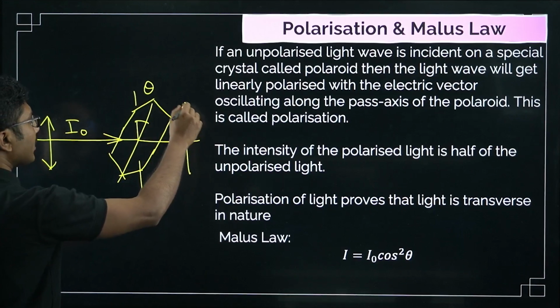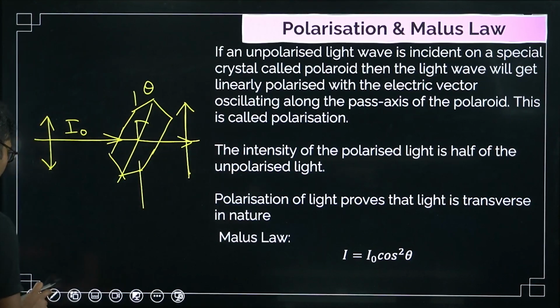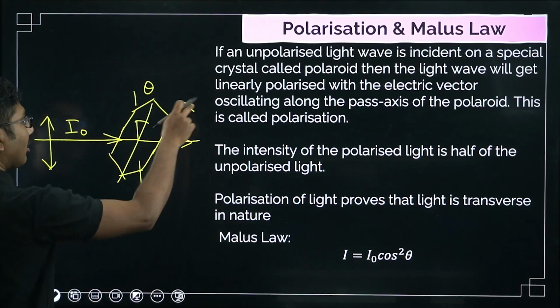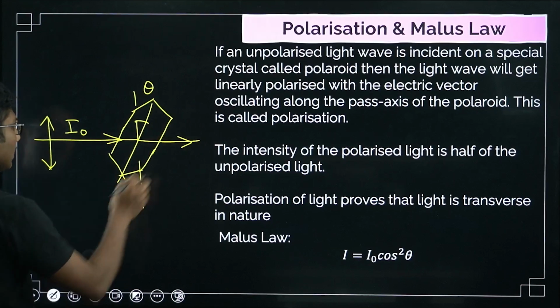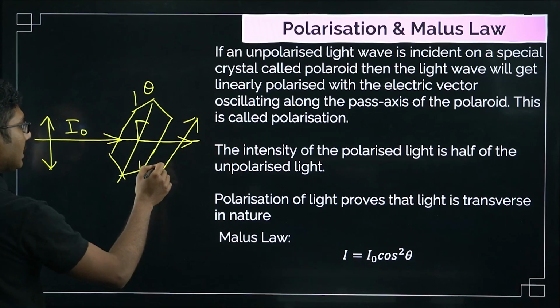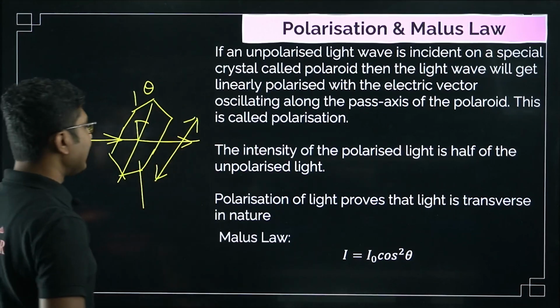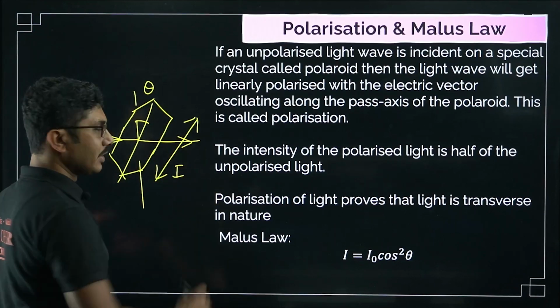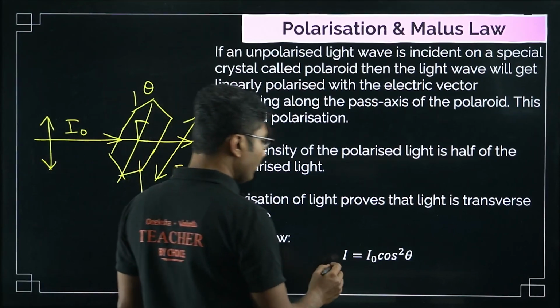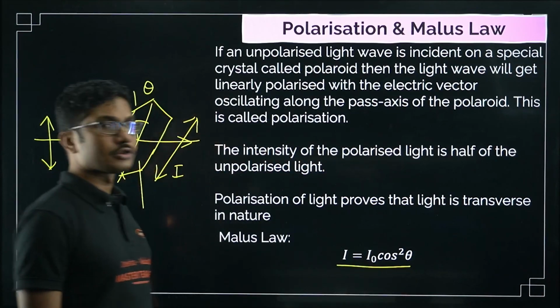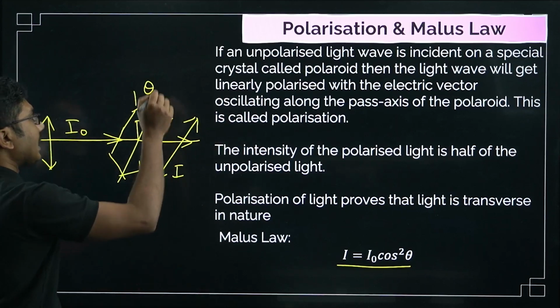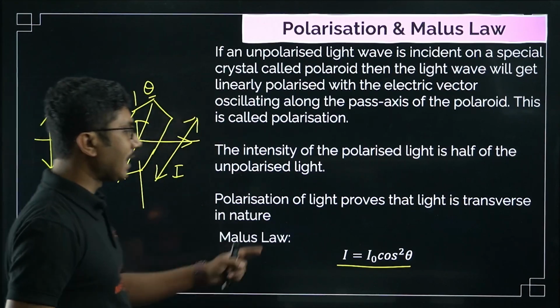After the polarization, obviously it will align along the direction of the second Polaroid like this. So this is the emergent light, but its intensity will reduce. How much will it reduce? The new intensity will be I naught cos square theta. So if this is theta, and this is I naught, then it will be I naught cos square theta.